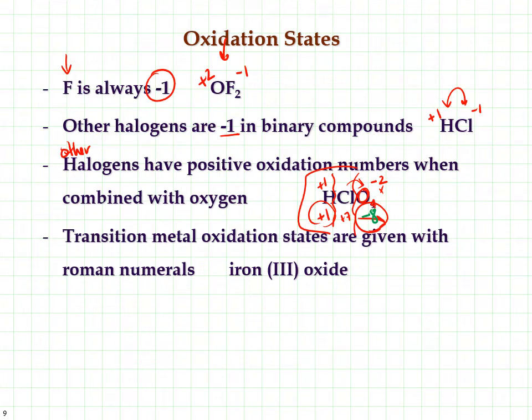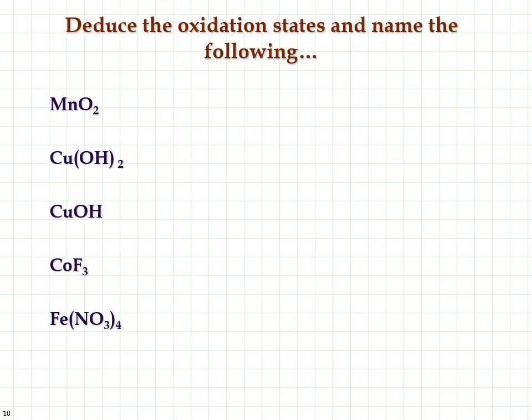Iron 3 oxide. Remember that our transition metals, our oxidation state will always be given by that Roman numeral. So this iron will have a charge of +3 because the Roman numeral says so. So let's practice some oxidation states and names. I highly recommend that you pause the video, do these on your own, and then restart the video and check your work. Good? All right, let's do this.